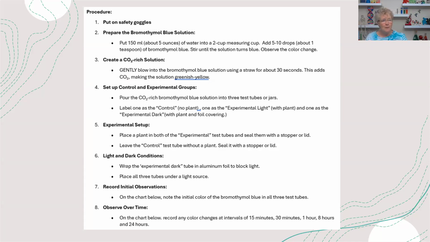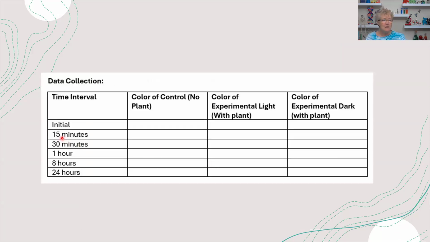Then step 5, experimental setup. We're going to put a plant in both of the experimental test tubes and seal them with a lid. We're going to leave the control without a plant and seal it with a lid. Then we're going to wrap the experimental dark in foil to block out the light and put all of them under a light source. We are going to use this chart, and over the next 24 hours, at 15 minutes, 30 minutes, 1 hour, 8 hours, and 24 hours, we're going to observe the color.